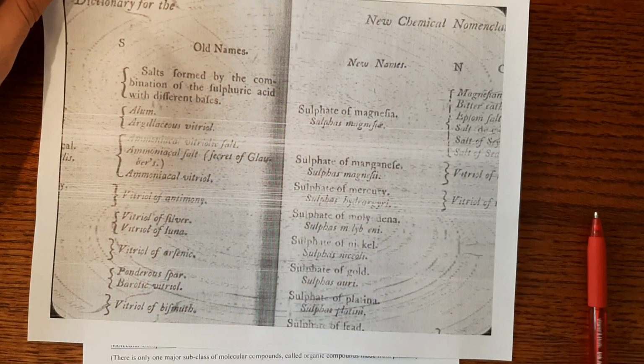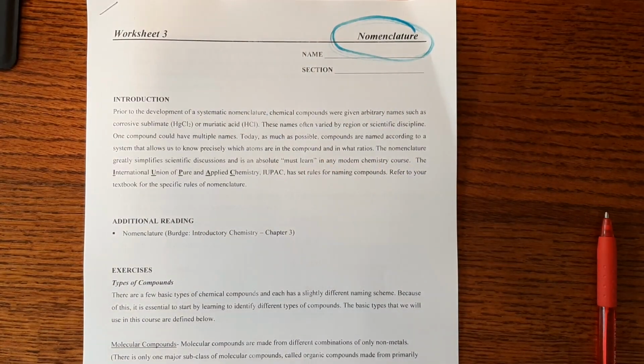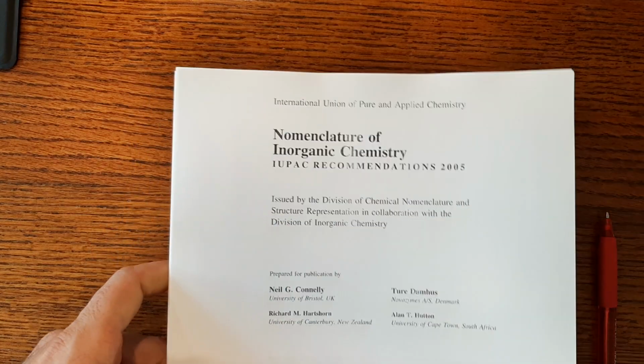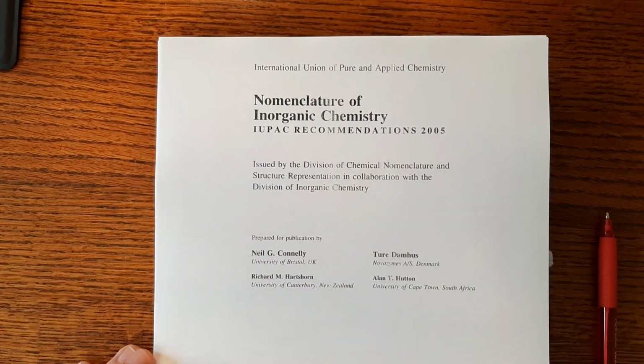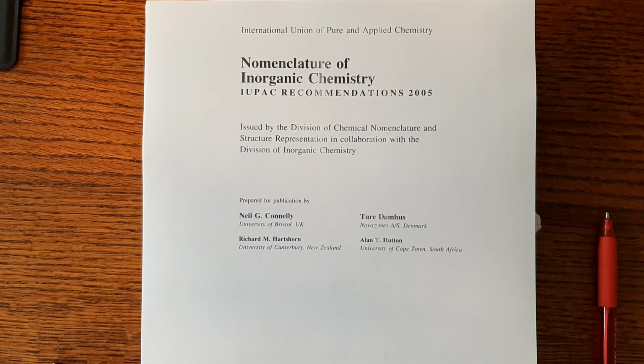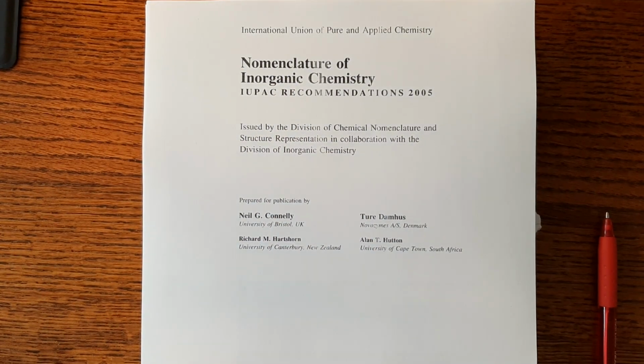That idea caught on, and we didn't stick with Antoine Lavoisier's naming, but eventually a group of chemists got together, fast forward to today, and formed a union called the International Union of Pure and Applied Chemistry. They wrote a few books about how to name different things, and this one is the book of Nomenclature of Inorganic Chemistry, and that's what we're going to be going off of in this class.